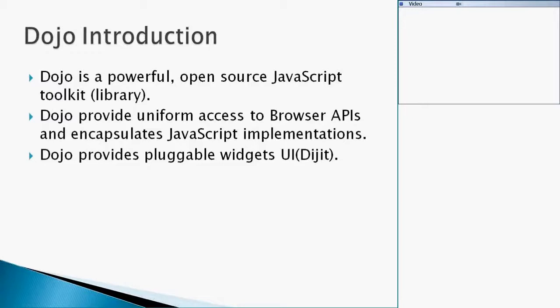Dojo provides pluggable widgets, which are called dijits. These are custom-made widgets which you can just instantiate inside your code, and that's it. The rest of the functionality is taken care of by the dijit itself. So they are quite handy and save a lot of time.